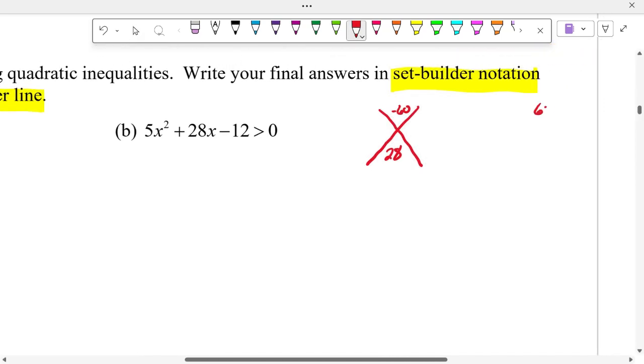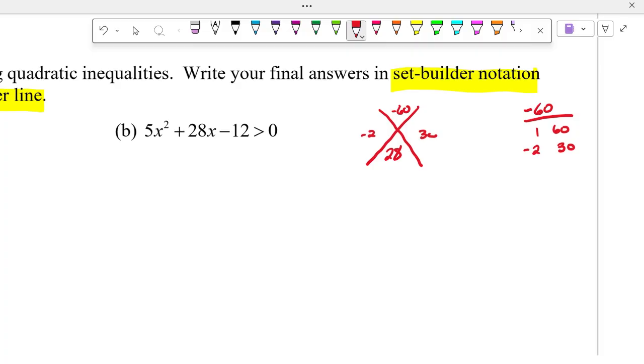So let's just list some values of 60. So 1 and 60, 2 and what? And I think we got a winner right there. Because if I make one of those negative, would that add to 28? Because we want it to equal negative 60. Which one would have to be negative? The 2. This would be negative 2 and 30.